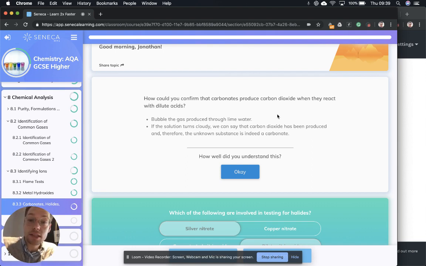So let's start with carbonates. One of the key reactions you need to know for GCSE Chemistry is the reaction of a carbonate with a dilute acid, okay? And this produces a salt, water, and carbon dioxide.